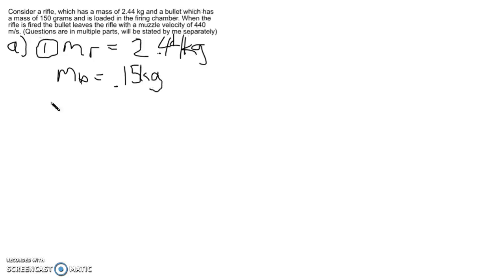And the velocity of the bullet, you could say V subscript BF, as in the velocity of the bullet after, but beforehand the rifle and the bullet are one system, and this would be 440 meters per second.